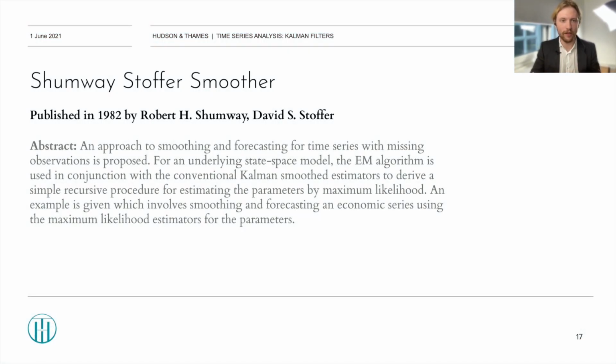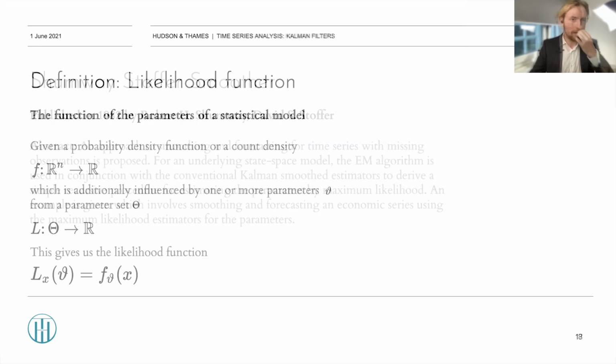So let's get further into the Kalman filter and its research. I would like to present you a highly cited paper by Shumway and Stoffer, and I will start by reading out the abstract. An approach to smoothing and forecasting for time series with missing observation is proposed. For an underlying state space model, the EM algorithm is used in conjunction with the conventional Kalman smoothed estimators to derive a simple recursive procedure for estimating the parameters by maximum likelihood. An example is given which involves smoothing and forecasting an economic series using the maximum likelihood estimators for the parameters. So let's break it down.